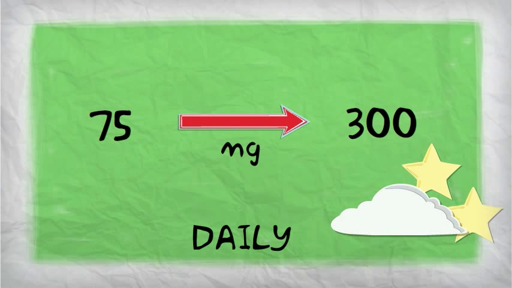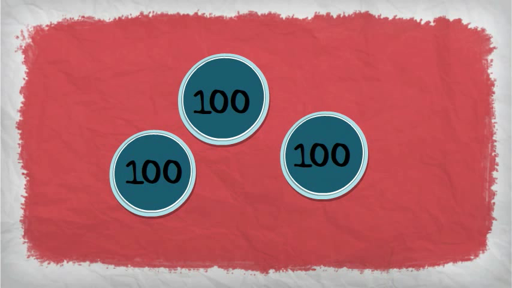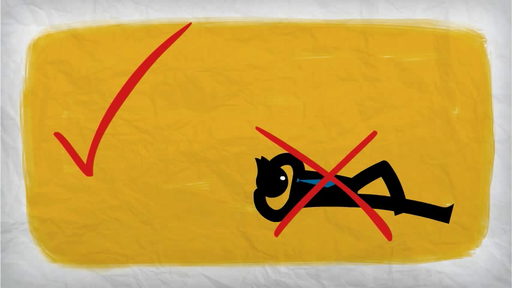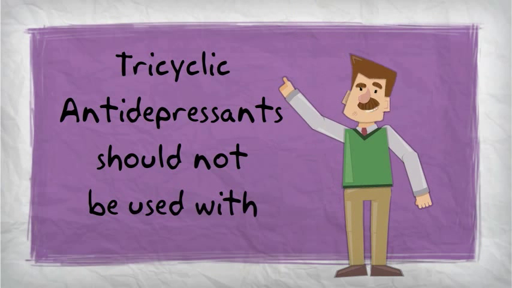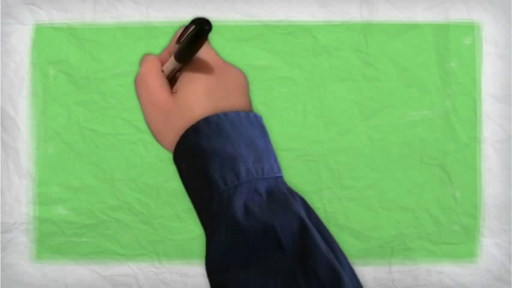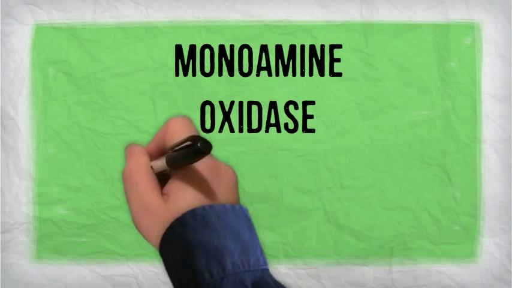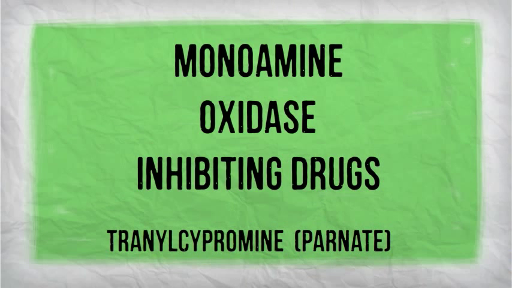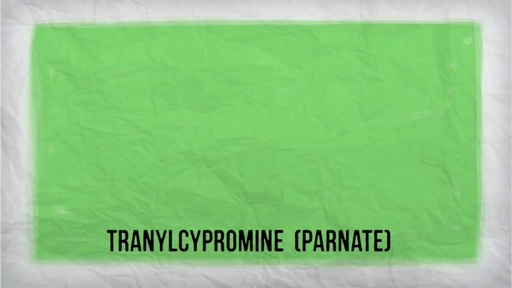The usual dose of Doxepin is 75 to 300 milligrams daily, administered at bedtime or in 3 divided dosages. Giving the correct dose would prevent the patient from falling into coma due to the overdosing. Tricyclic antidepressants should not be used with monoamine oxidase inhibiting drugs, for example, Doxepin or Carnate.